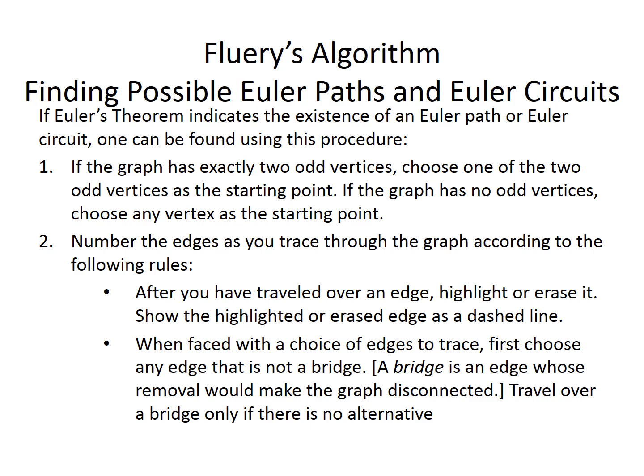After you have traveled over an edge, highlight it or erase it. Show the highlighted or erased edge as a dashed line if you want to. When faced with the choice of edges to trace, first choose any edge that's not a bridge. A bridge is an edge whose removal would make the graph disconnected. Travel over a bridge only if there's no alternative.